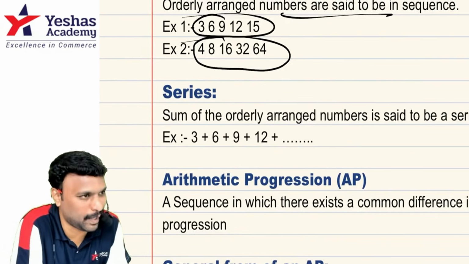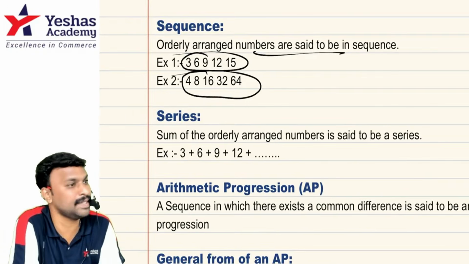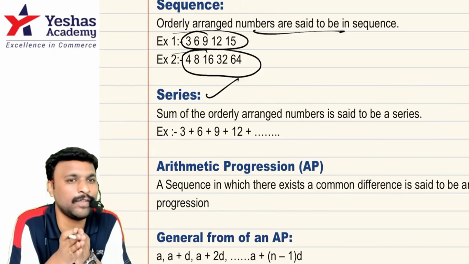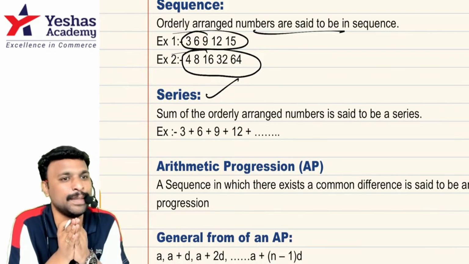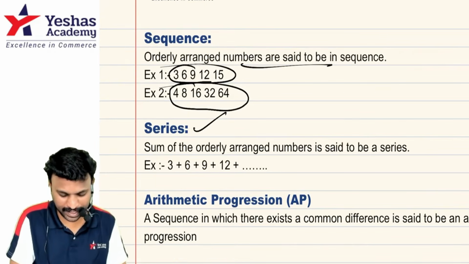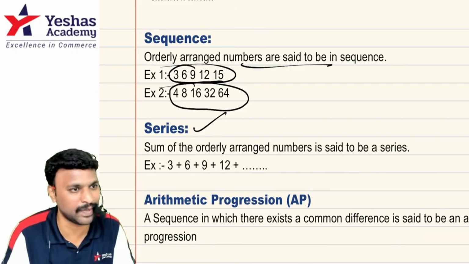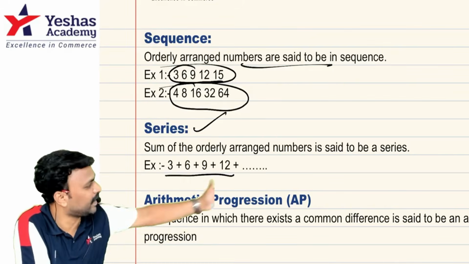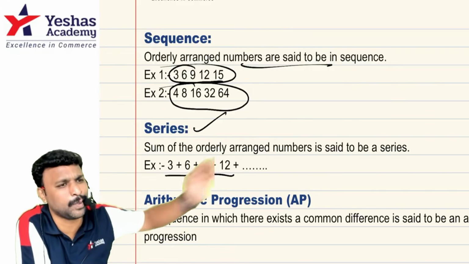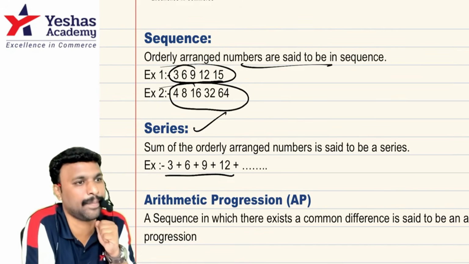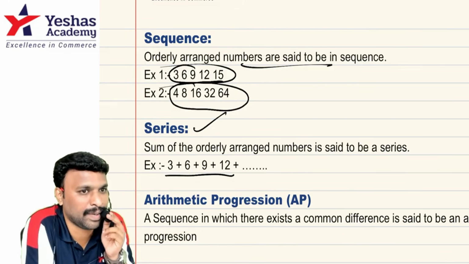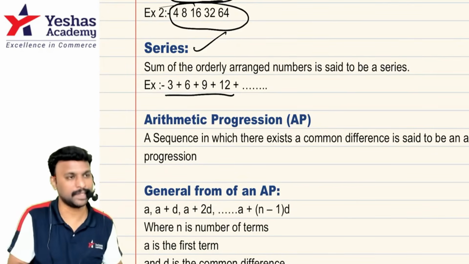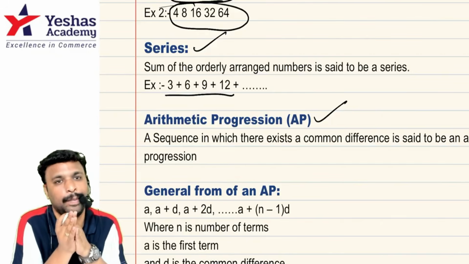Now, having seen what is a sequence, orderly arranged numbers, let us see what is a series. If I take the sum of those orderly arranged numbers, then that becomes a series. 3, 6, 9, 12, 15, all these are a sequence of numbers. I have taken just the addition of those numbers, that means the sum of those numbers. If I write 3 plus 6 plus 9 plus 12 and so on till n terms, that becomes a sum. Have you understood? Everybody clear? Now let's move on to the first concept of the chapter, that is arithmetic progression.